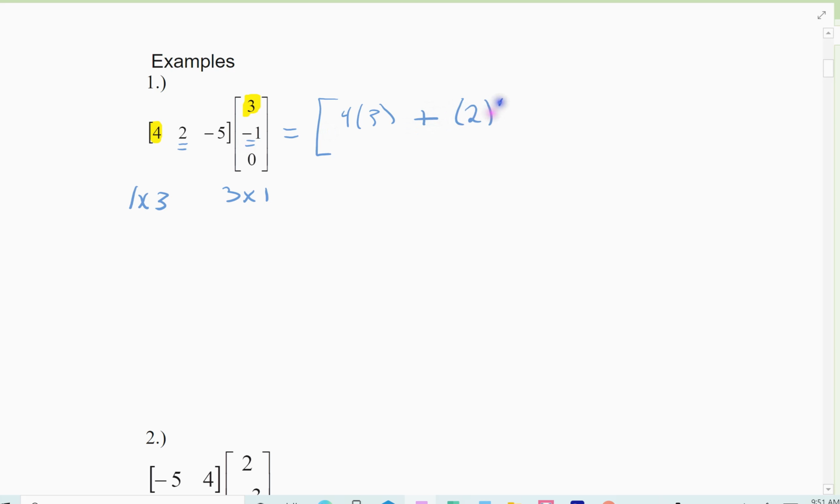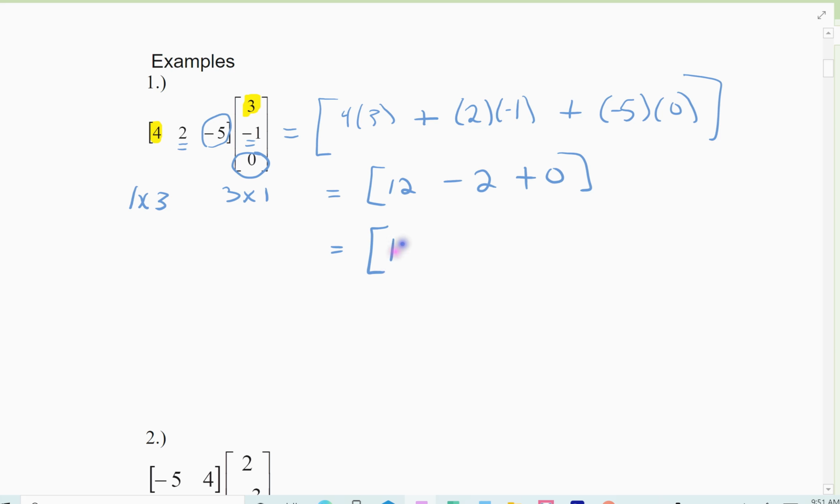So the second 2 numbers are going to be 2 times a negative 1. And then I do the same thing with the last numbers. I'm going to add the negative 5 times 0. All right, and then I go ahead and do that. So I get 12 minus 2 plus 0, and then it simplifies to 10. So this was matrix A, this was matrix B. There's my product A times B.